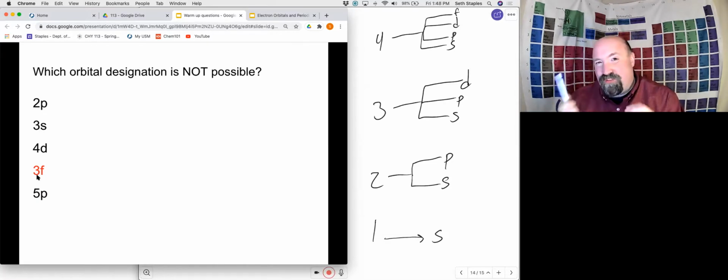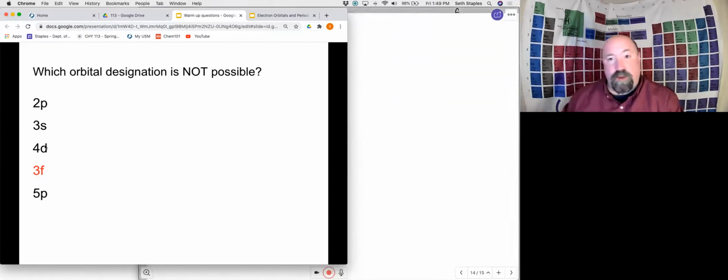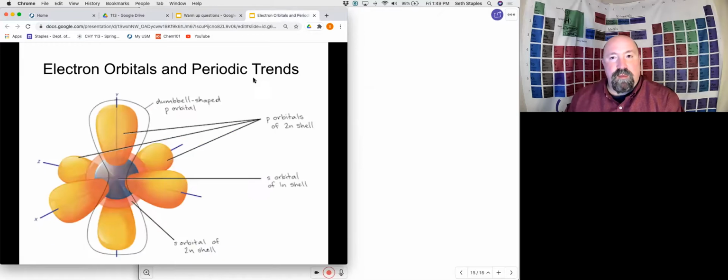One of the things that we'll see and talk about today is that once you start getting to that level of sublevel, there are amounts of energy involved such that we really don't end up putting electrons there anyway. So for sublevel purposes, we really only have the 4: S, P, D, and F. And that's our overview and our warm-up questions from what we talked about last time.